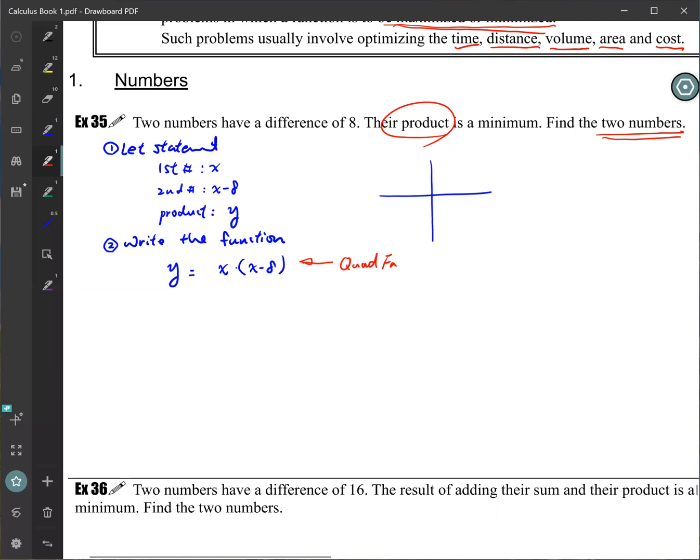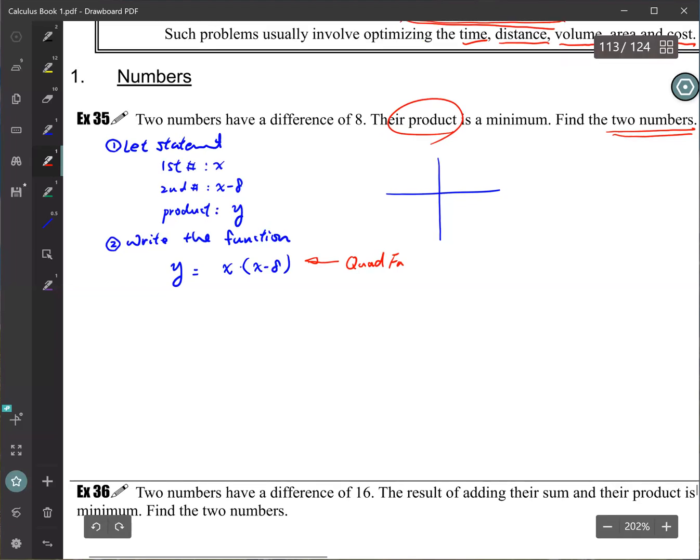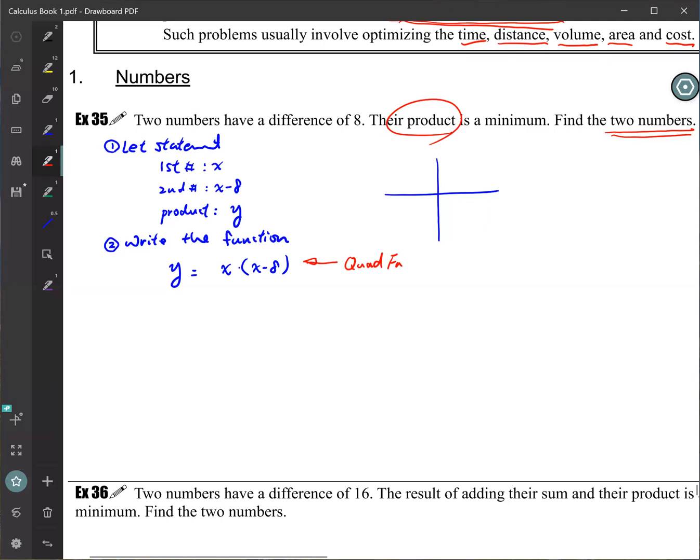Where are the x-intercepts for this quadratic function? Leon? 8 and 0. Yeah, very good, because you have an x outside. So let's say somewhere here 8, and then 0 here. And this parabola should open which way, Joan? Opens upwards. So it looks something like that.